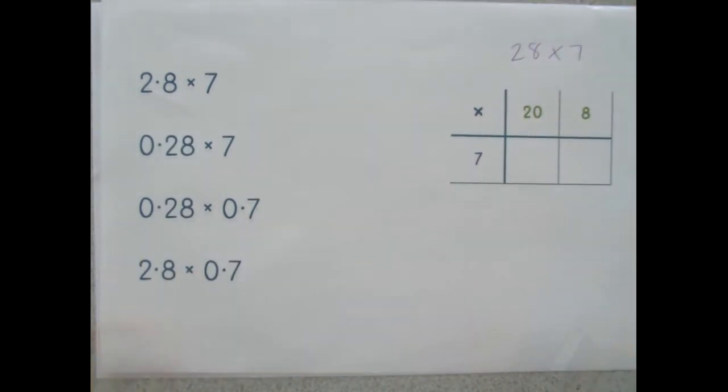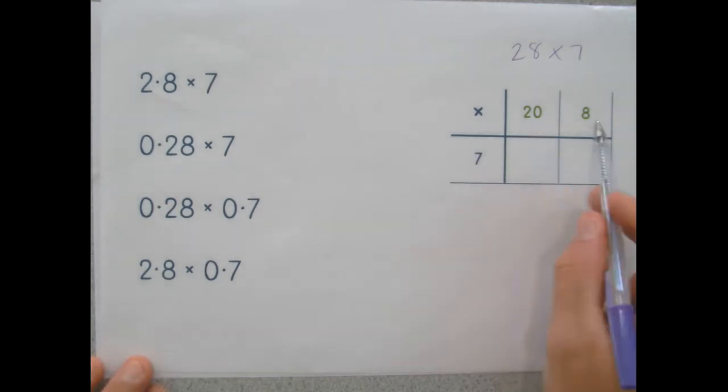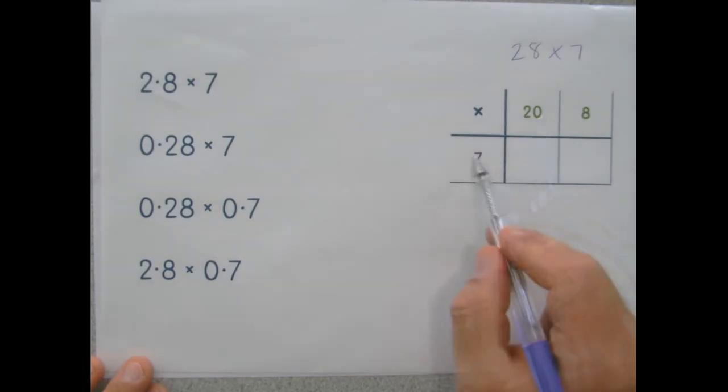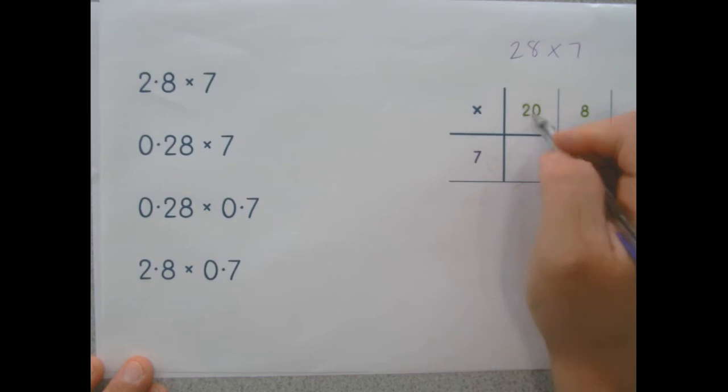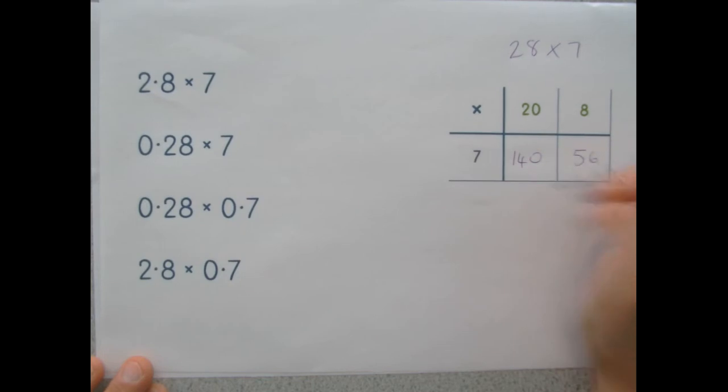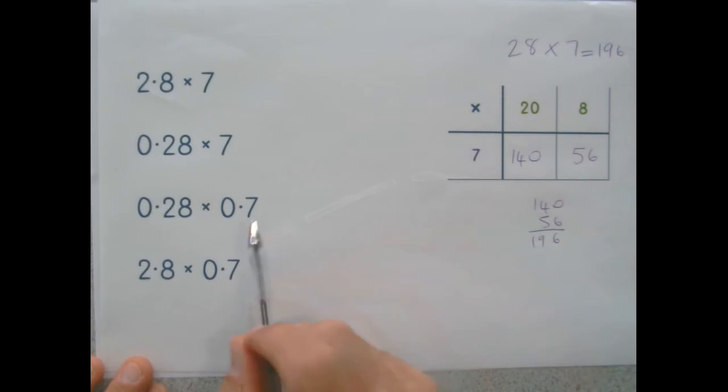Now you can work that out any way you want: long multiplication, box method, grid method, it's entirely your choice. If I do the box method here, 20 and 8, 28 split up, 7 here. So in this box I've got 20 times 7, so 2 times 7 is 14, and the 0. And then 8 times 7 is 56. So add them, I get 196. So the answer to 28 times 7 is 196.